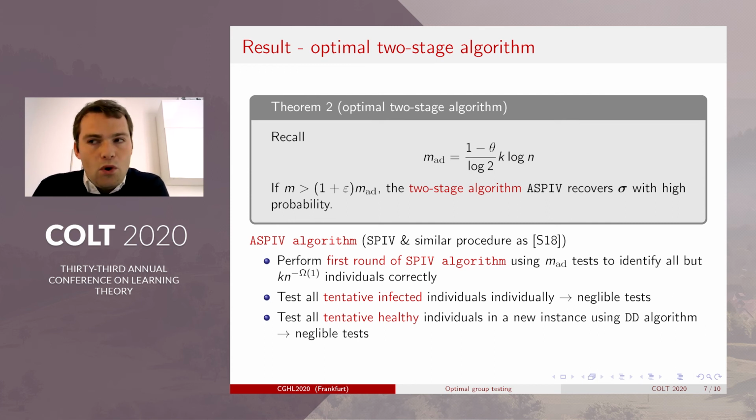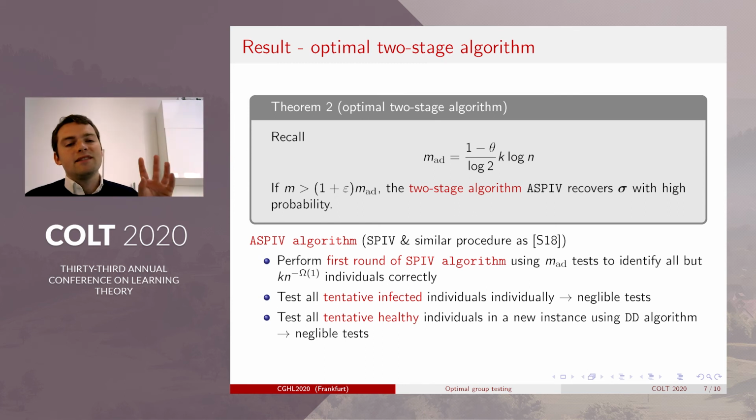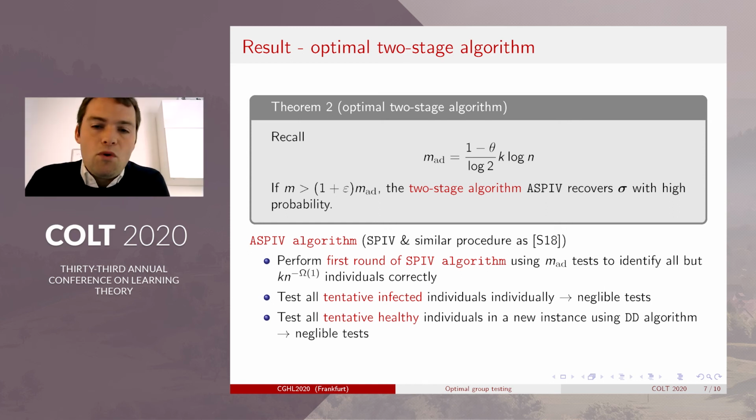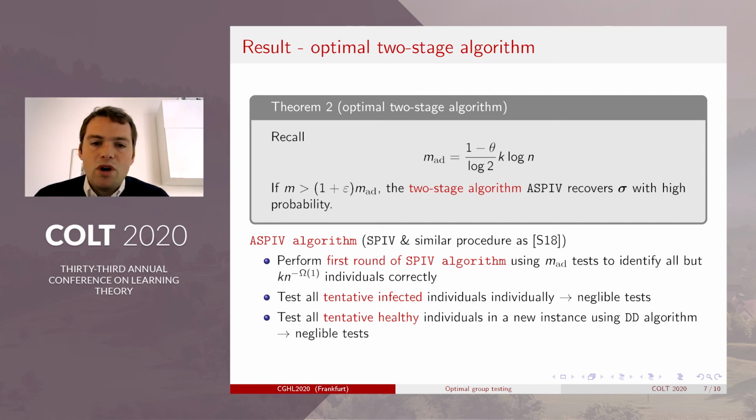How does ASPIF work? It is essentially an extension of the SPIF algorithm that I've presented on the previous slide, and using a similar procedure as put forward by Scarlett in 2018. To be precise, we perform the first round of the SPIF algorithm using the universal information theoretic lower bound number of tests, and are able to identify all but k times n to the minus omega 1 individuals correctly.